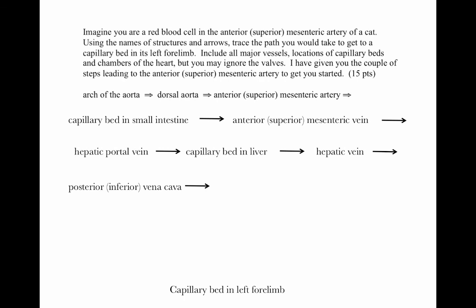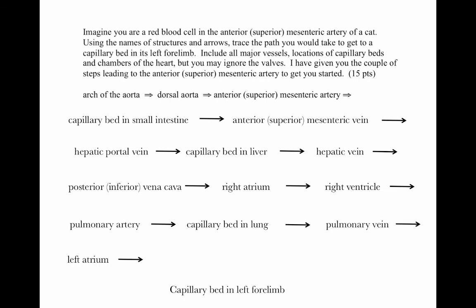vein. The hepatic vein is going to join up with the posterior vena cava, which is going to lead into the right atrium, into the right ventricle, up into the pulmonary artery, into a capillary bed in the lungs, into the pulmonary vein, into the left atrium, left ventricle, and then the aorta. From there, it's going to go into the left subclavian artery. You could include also in here the left brachial artery. Remember, the subclavian arteries become the brachial arteries once they get out into the limbs, and then from there to a capillary bed in the left forelimb.